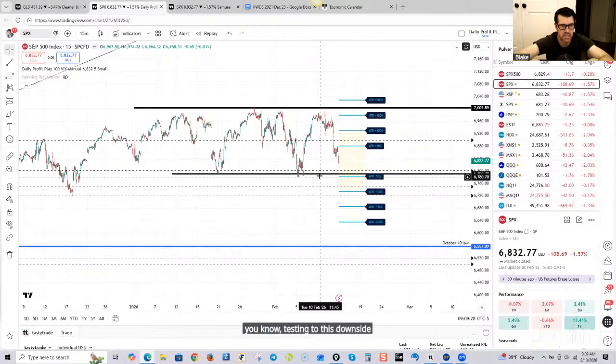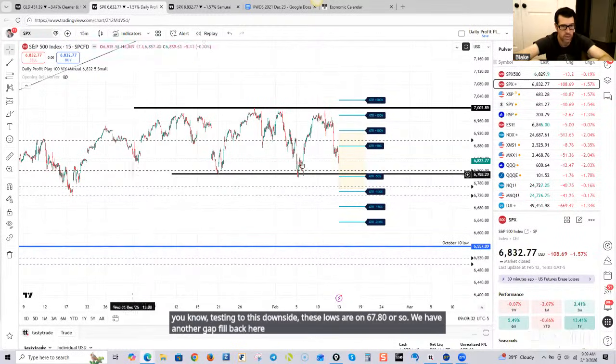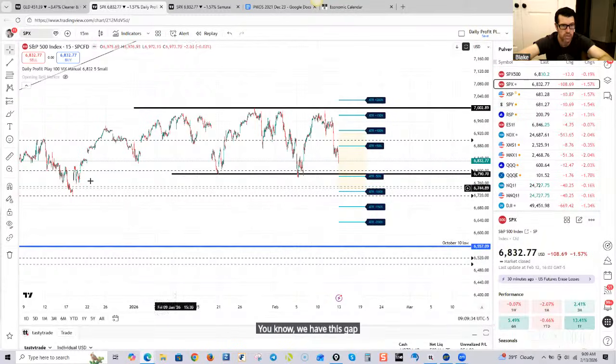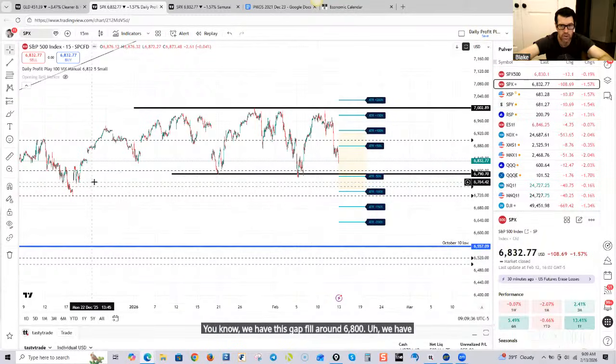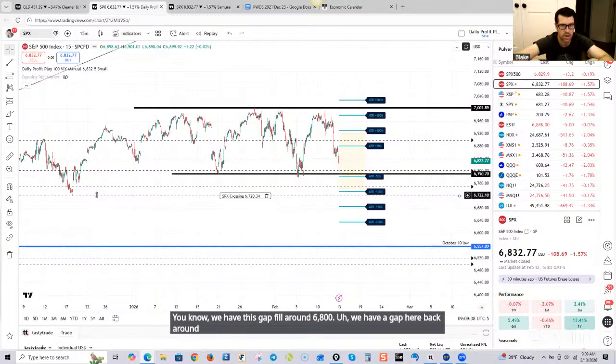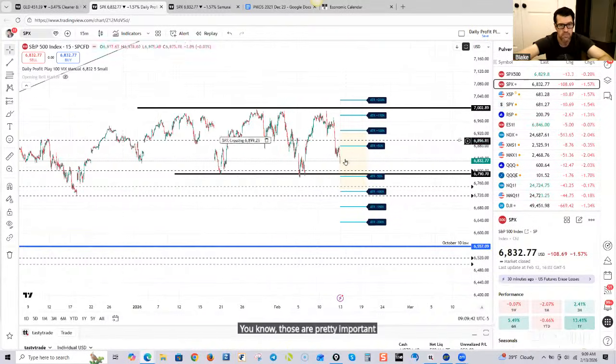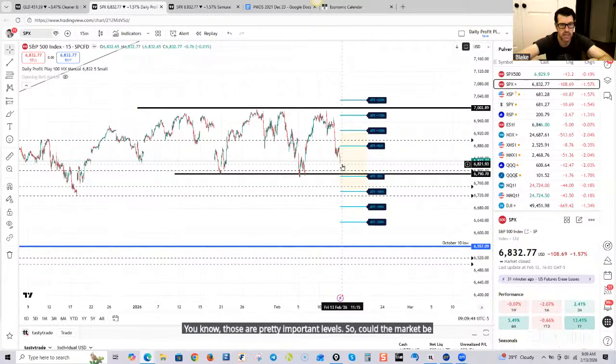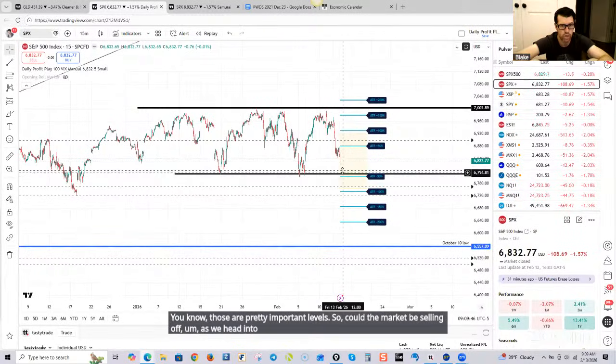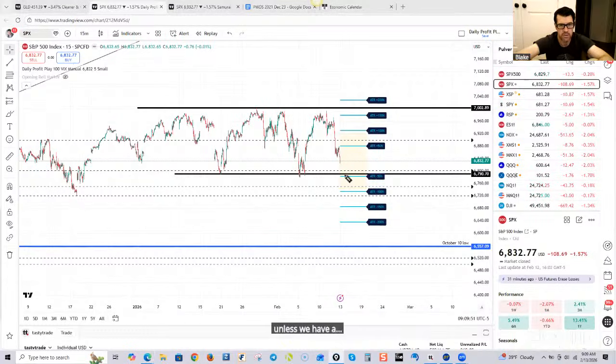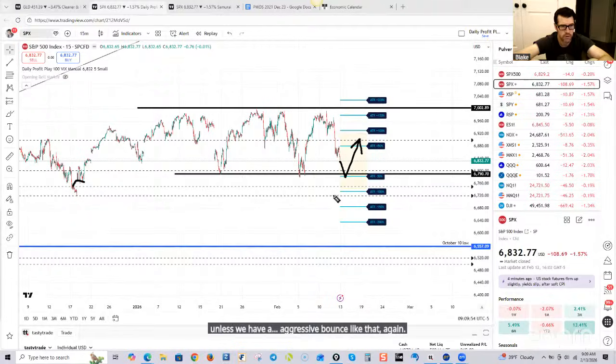These lows are around 67.80 or so. We have another gap fill back here, which I don't want to forget. We have this gap fill around 6,800. We have a gap here back around 67.60 and all the way down to 67.20. Those are pretty important levels. So could the market be selling off as we head into that window? Sure. Unless we have an aggressive bounce like that again, this market could be gunning for this.